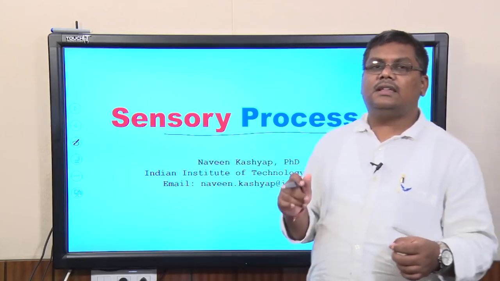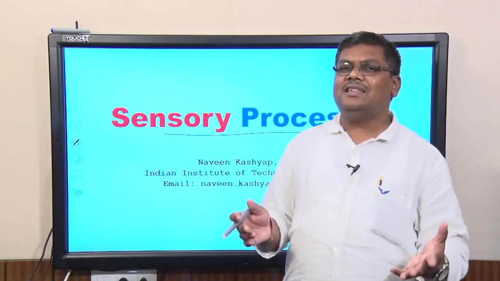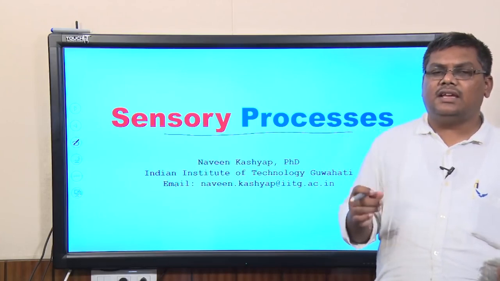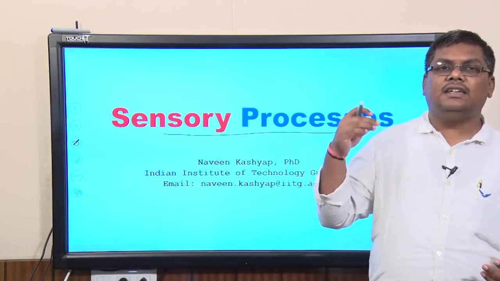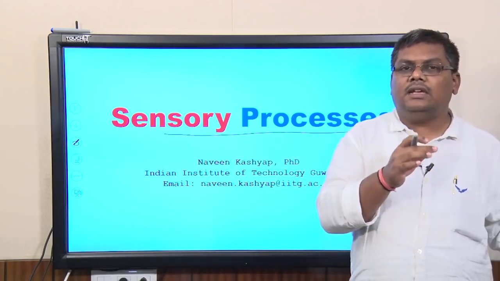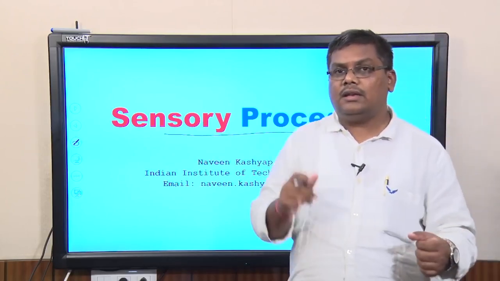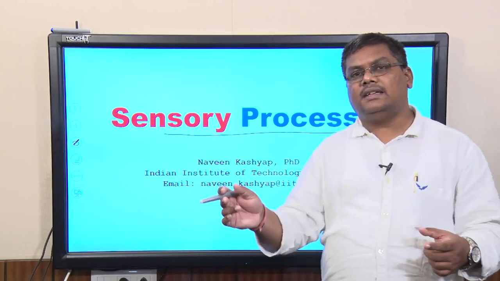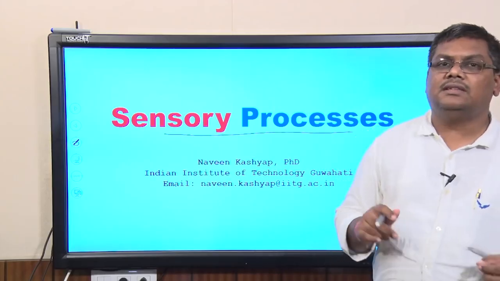Now, as you know, you have 5 sense organs. Most people have 5 sense organs. And why are the sense organs there? The sense organs do a wonderful job. They interact with the physical world and give you the interpretation, or actually code the physical world for you. So, a human being's interaction with the world outside goes through something called the sensory process or sensory systems.